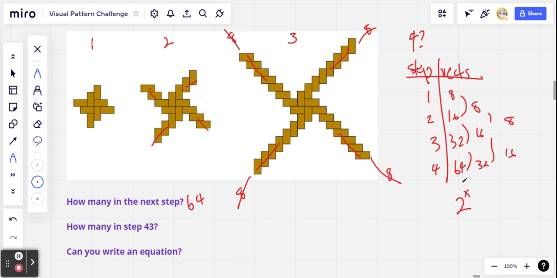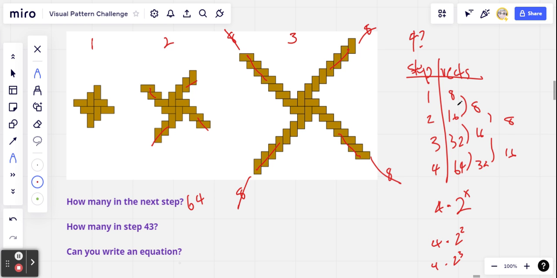Now, I could actually think about this in one of 2 ways. You can think about a multiplier, right? So if this is 2 to the first power, what would I multiply it by to get 8? Well, that would be 4. So I could call this 4 times 2 to the x. Let's see if that works for the other ones. In step 2, that would be 2 squared times 4. That'd be 4 times 4, that's 16. In step 3, that'd be 2 to the third times 4. 2 to the third is 8, times 4 is 32. So that appears to work.